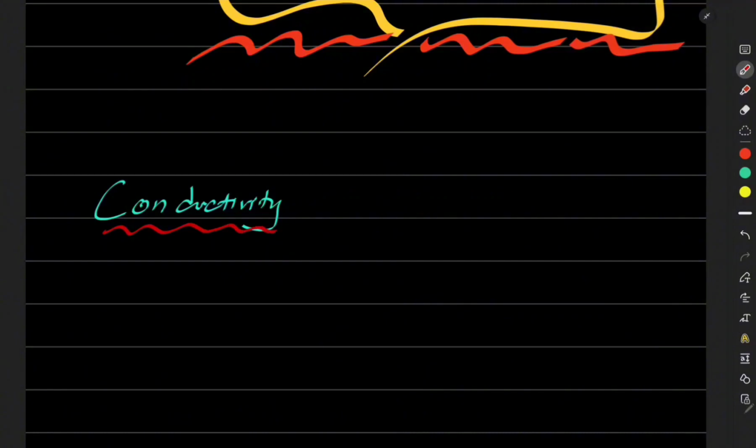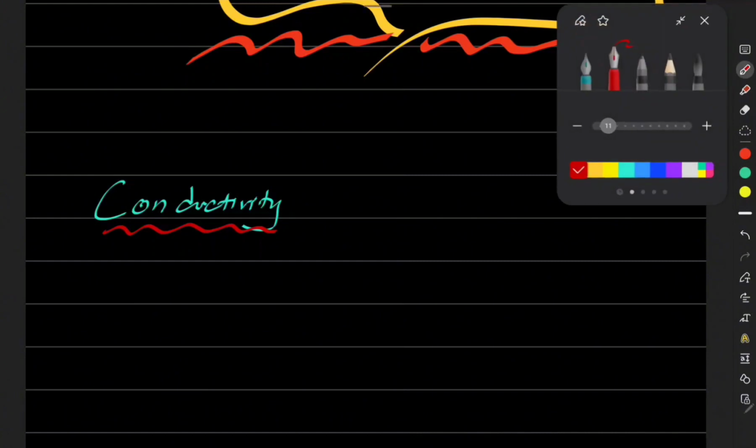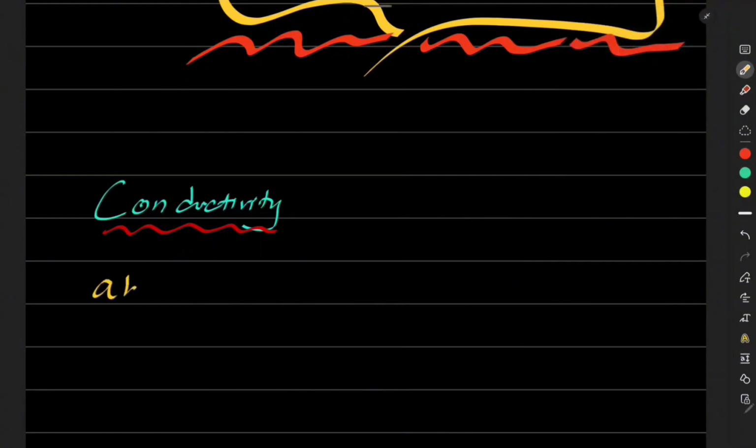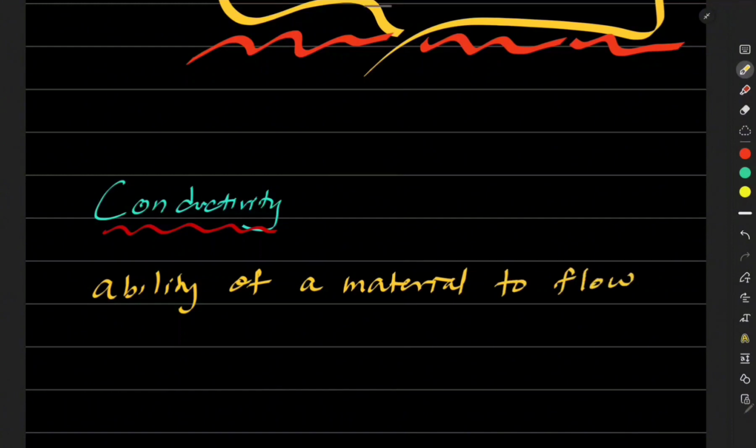What is conductivity? Conductivity is the ability of a material to flow current through it. Let's write it down. Ability of a material to flow current through it.